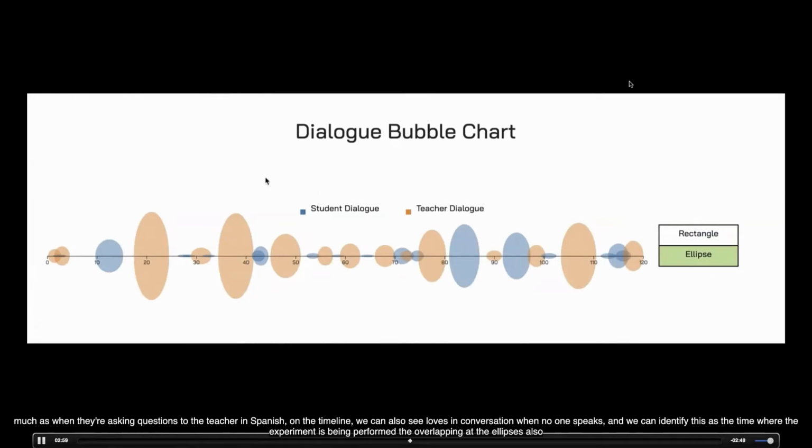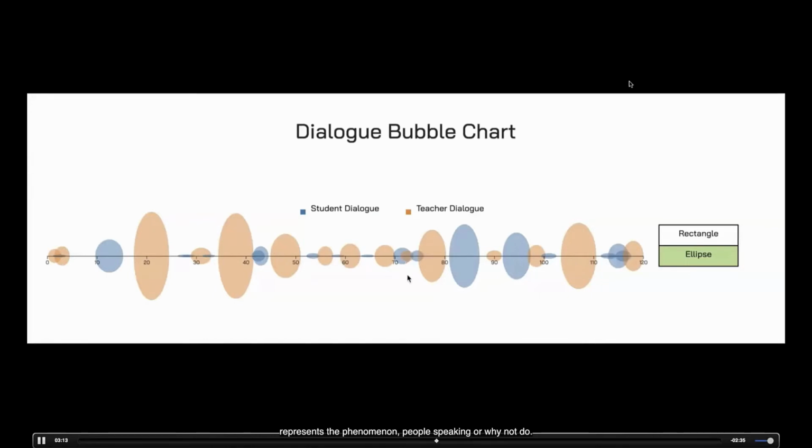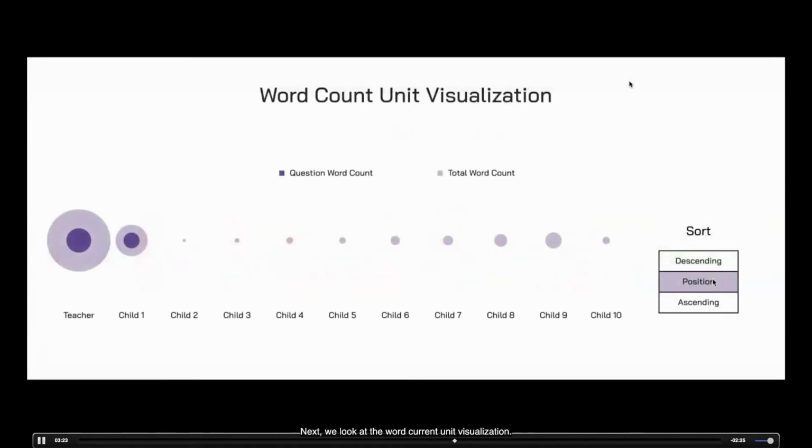On the timeline, we can also see lulls in conversation where no one speaks, and we can identify this as the time where the experiment is being performed. The overlapping of the ellipses also represents the phenomena of people speaking over one another. We can see while students are comfortable speaking over each other, they generally do not interrupt when the teacher is speaking.